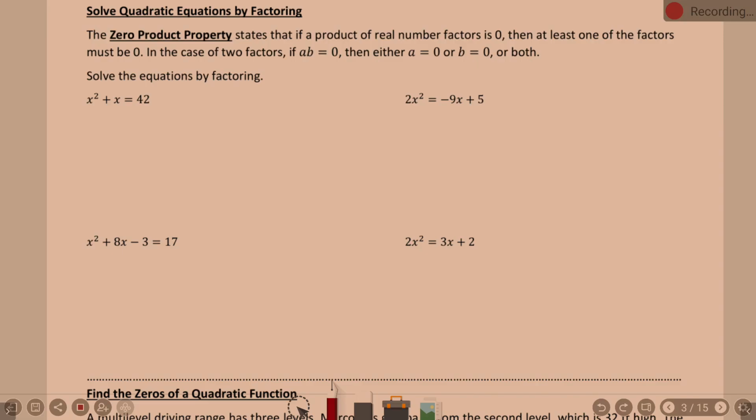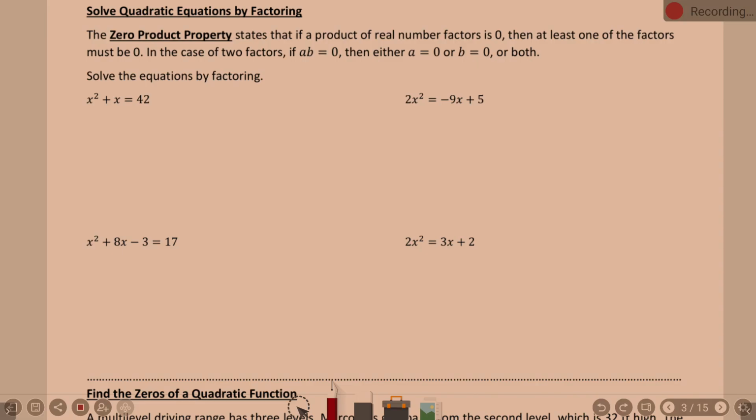And that's the idea we use once we get these factored: we're going to set each factor equal to 0. I'm guessing that seems familiar to you. So, factoring skills from yesterday, but now we're solving. With this first one, solving the equation by factoring, x squared plus x equals 42.